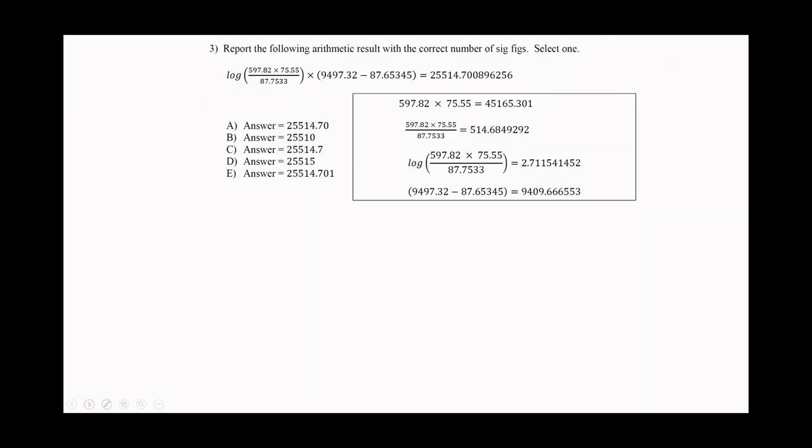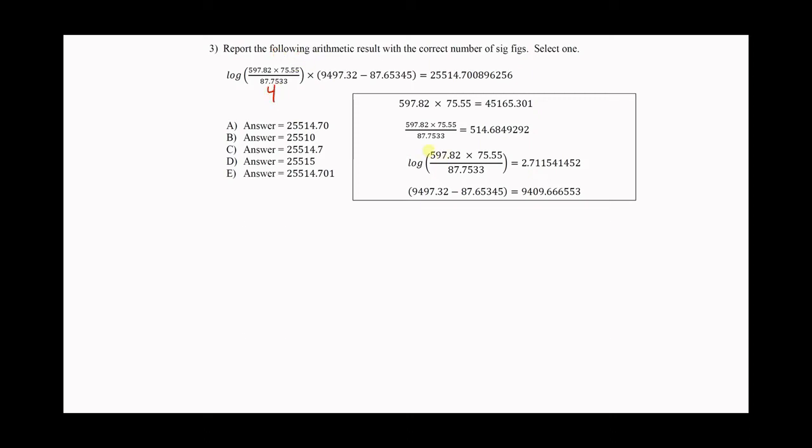Number 3, report the following arithmetic result with the correct sig fig. So we have a logarithm of some number times some number. Okay, so let's see what we have here. 5 sig figs, 4 sig figs, 1, 2, 3, 4, 5, 6 sig figs. So whatever this is in here, we'll have 4 sig figs.